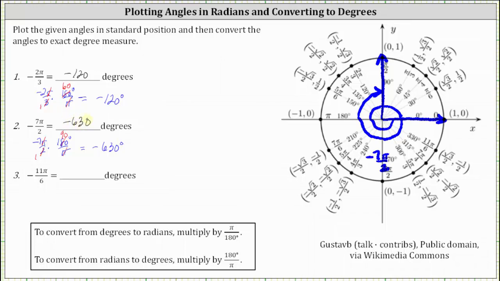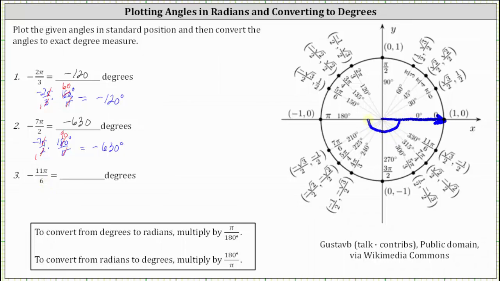And for the last example, we have negative 11 pi divided by 6 radians, or negative 11/6 pi radians. In standard position, the initial side is along the positive x-axis, and now we rotate clockwise 11/6 pi radians. Well, half a rotation clockwise would be negative 6/6 pi radians.